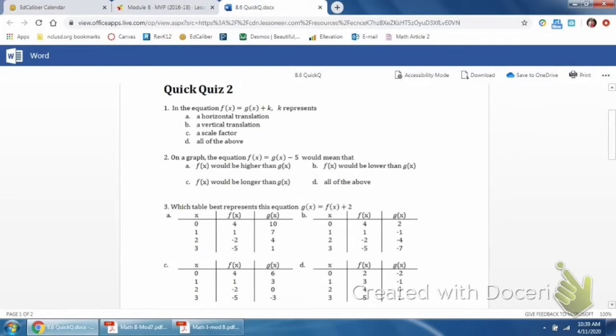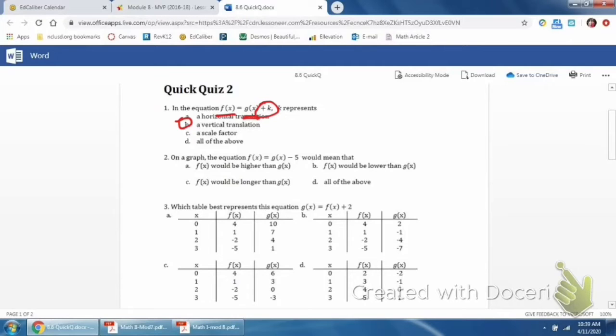Okay, now I want to go over the second quiz. Alright, so in number 1, if any equation, if they say f of x or g of x, whatever, equals one function equals another function plus a number, remember, if you add a number at the very end like that, it's always going to move it up or down. Okay, so in this case, k is a vertical translation.